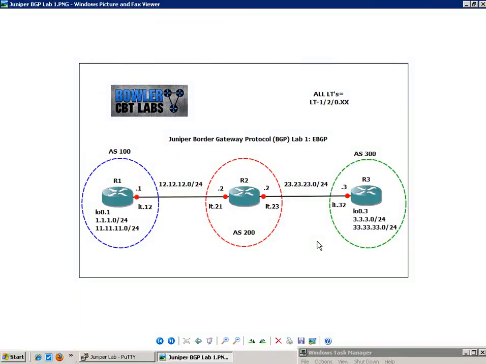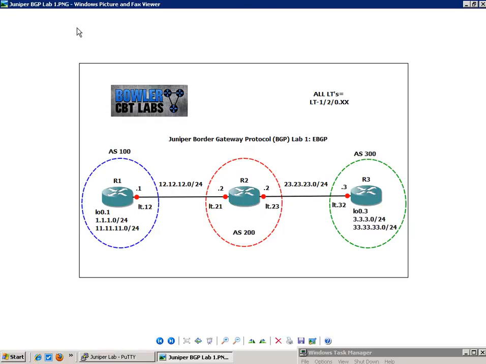Hello, my name is Steve Bowler, and in this video we're going to be taking a look at Border Gateway Protocol. Specifically within BGP, we're going to be taking a look at external BGP and how to set it up between three different routers, specifically Juniper routers.